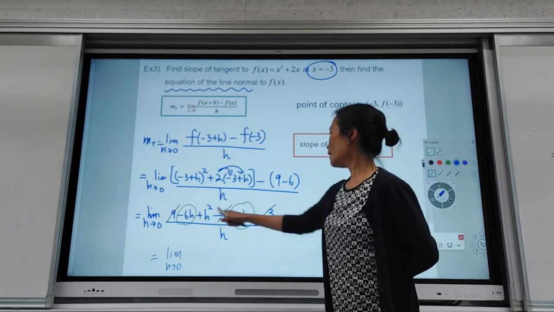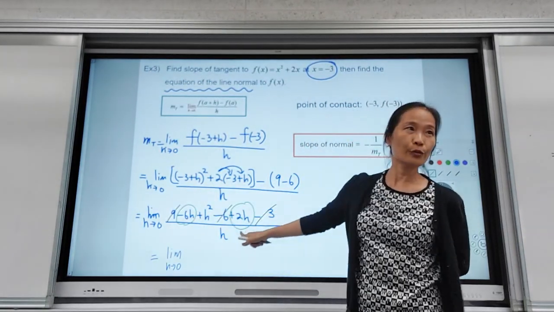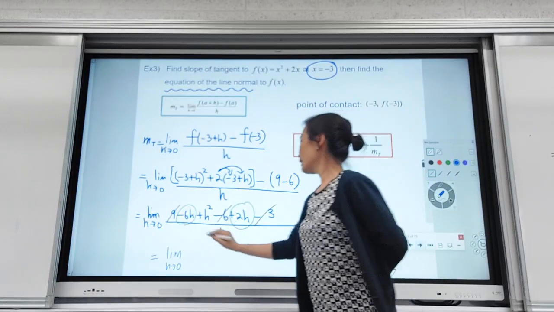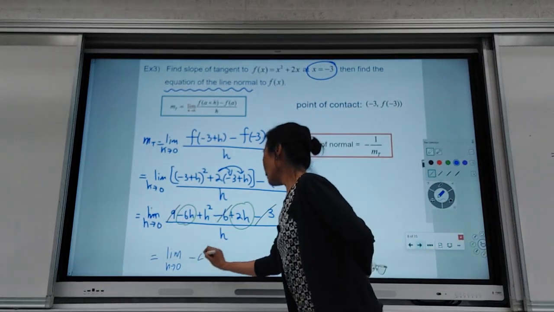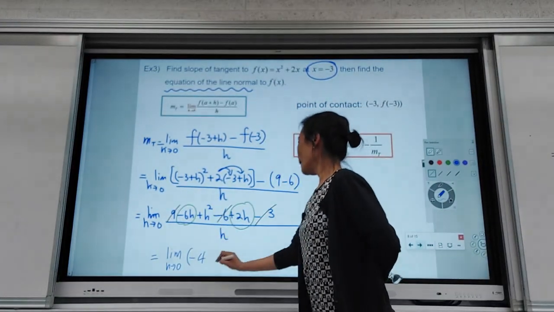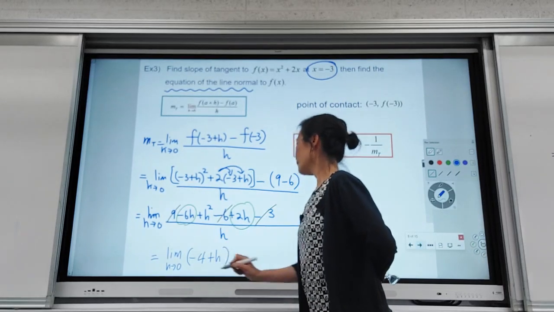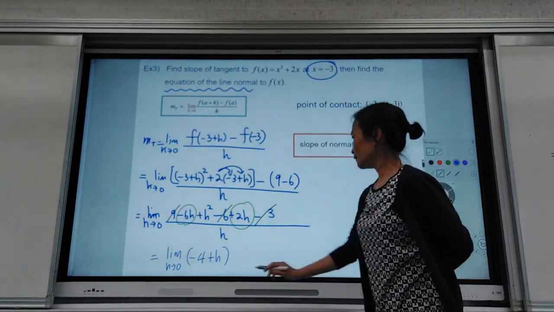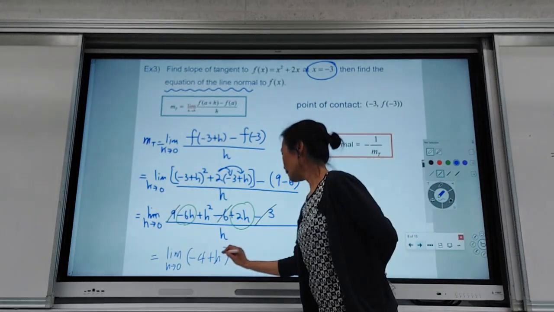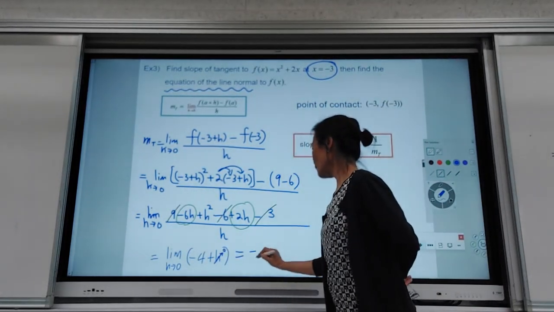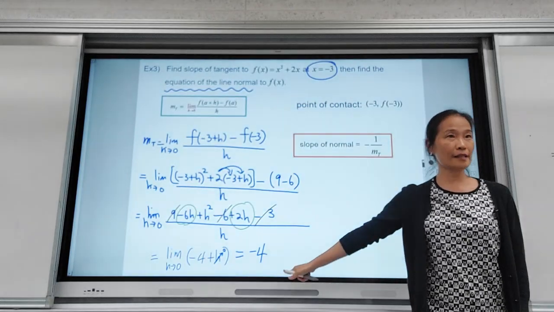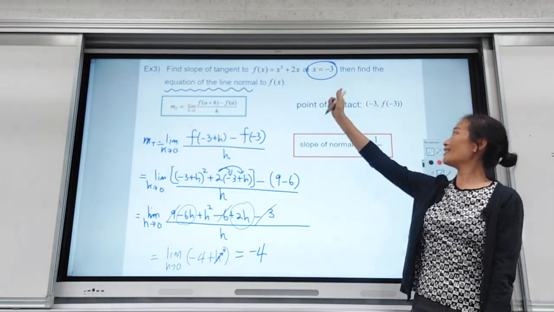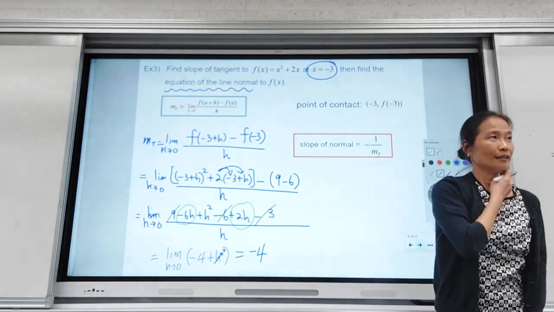Negative 6 plus 2 is negative 4, divided by h, that's negative 4. H squared divided by h is h. Now I can substitute that in, so this is 0. So it's negative 4. I just found the slope of the tangent at x equals negative 3.